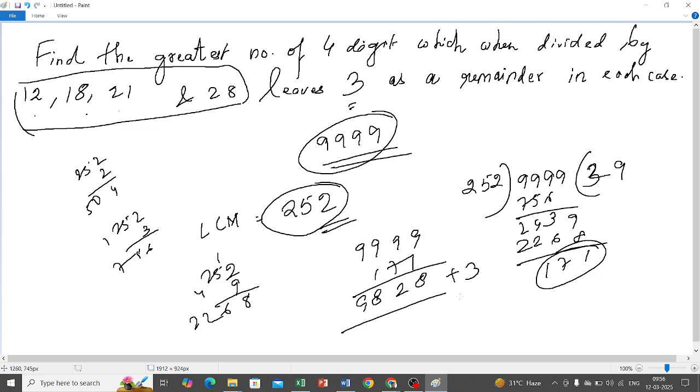Now add 3 on top of it. Okay, add 3 on top of it, 9831. This is the greatest 4-digit number which when divided by this set of numbers leaves 3 as the remainder. Understood? Yes, sir. Fine.